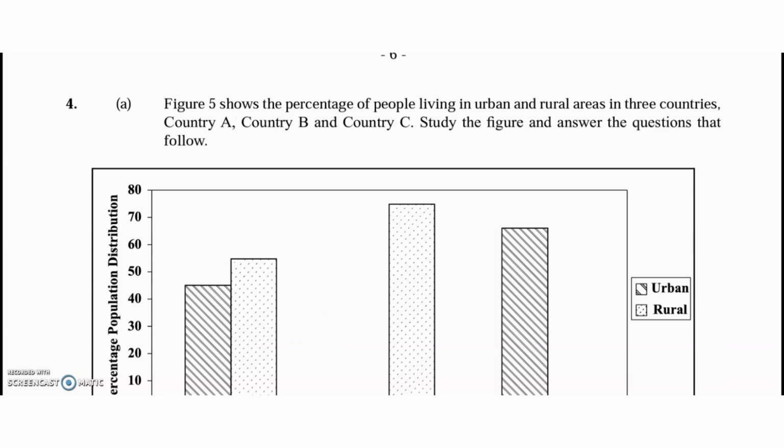All right, now figure 5 shows the percentage of people living in urban and rural areas in 3 countries. We have country A, country B, and country C. All right, look at your key. You're seeing the slanted lines are in fact associated with urban environments, while the dots are in fact associated with rural environments. Now study the figure and answer the questions that follow.